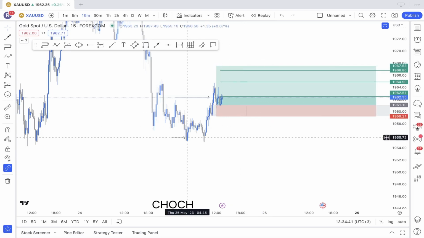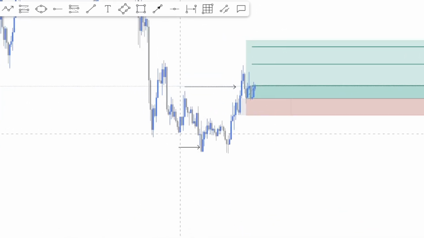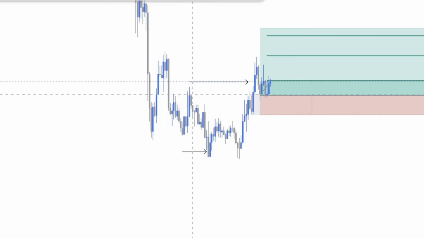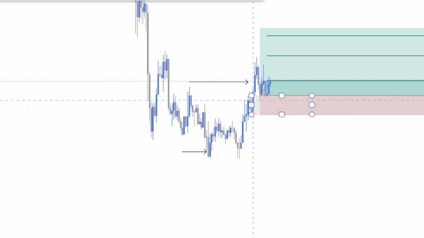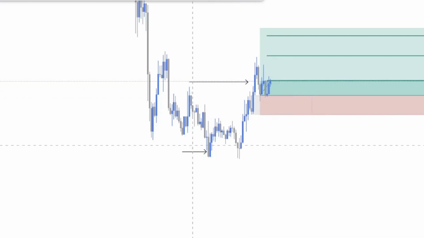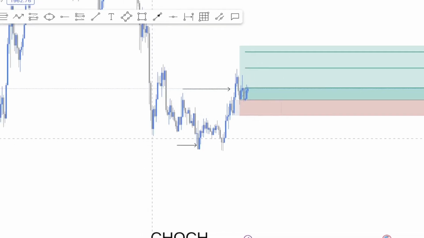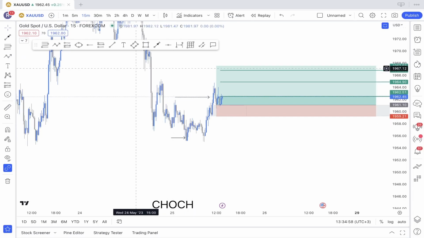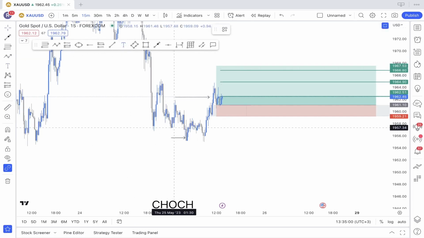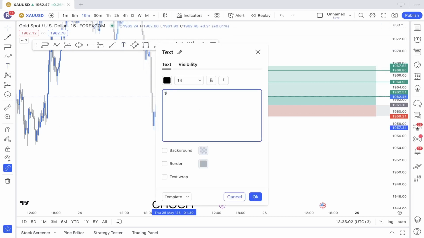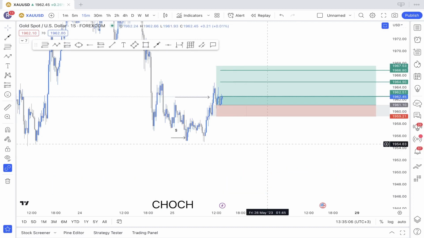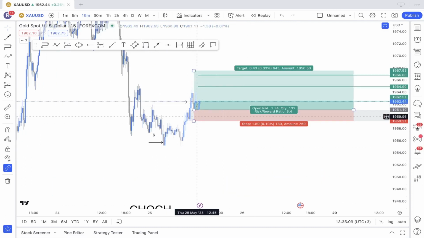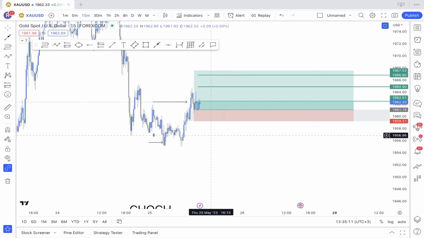Well, because we had this major low here, and guess what happened? Price came, broke structure, broke this low, and after that, it broke this high. So we have a change of character. Essentially we have a liquidity sweep, because we have liquidity sitting below these lows right here, followed by a break of structure to the upside. And after that, I took this as my demand level because I had imbalance on it.